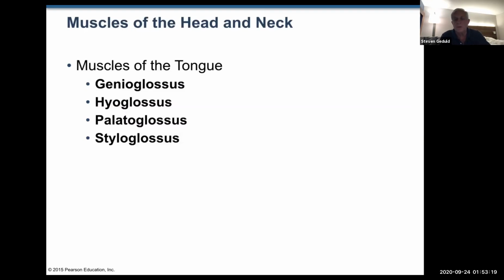Muscles of the tongue. The tongue is one of the strongest muscles in the human body. Okay, we try to hold that down all the time when we're doing fillings, so we don't hit people's tongues. But tongues can really put on a lot of force there.